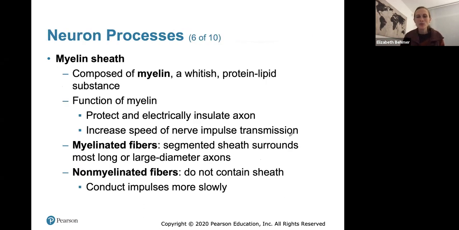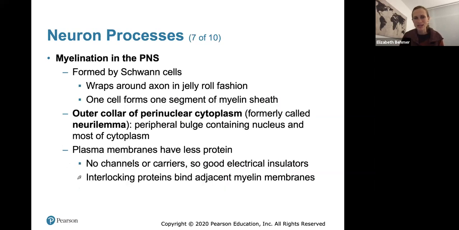Okay, so really briefly, the myelin sheath is composed of myelin, and the function of myelin is to protect and electrically insulate the axon. What it does is increase the speed of nerve impulse transmission. So myelinated fibers have myelin, and non-myelinated fibers do not contain that myelin. So non-myelinated fibers will conduct impulses much more slowly. The myelination in the peripheral nervous system is made by those Schwann cells, and it looks kind of like a jelly roll surrounding the axons of the neuron.